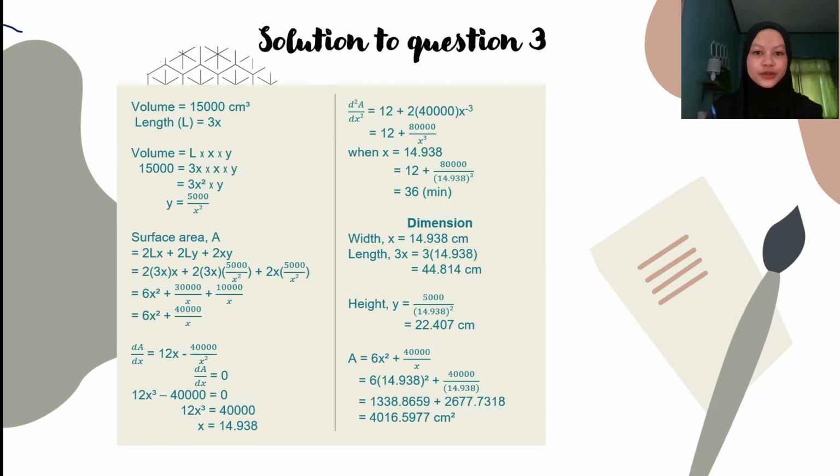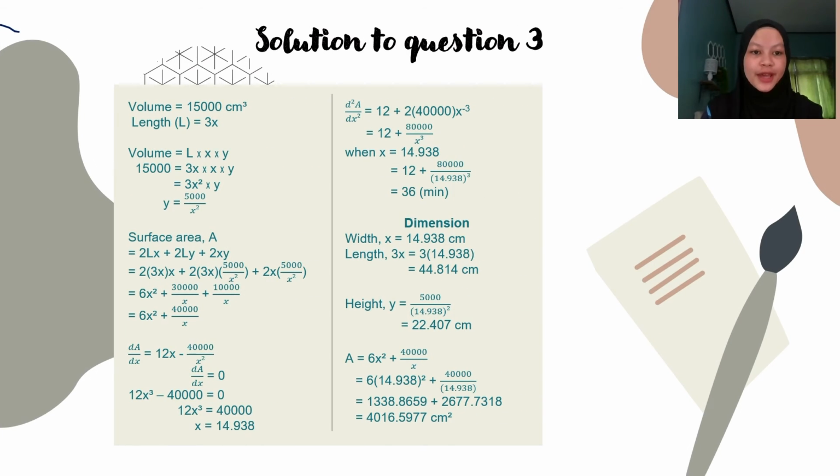So for the solution to question 3, as stated in the question, the volume of the box is 15,000 centimeter cubed and the length of the box is 3 times its width. I name the width x. So to find another unknown, we can use the volume formula.